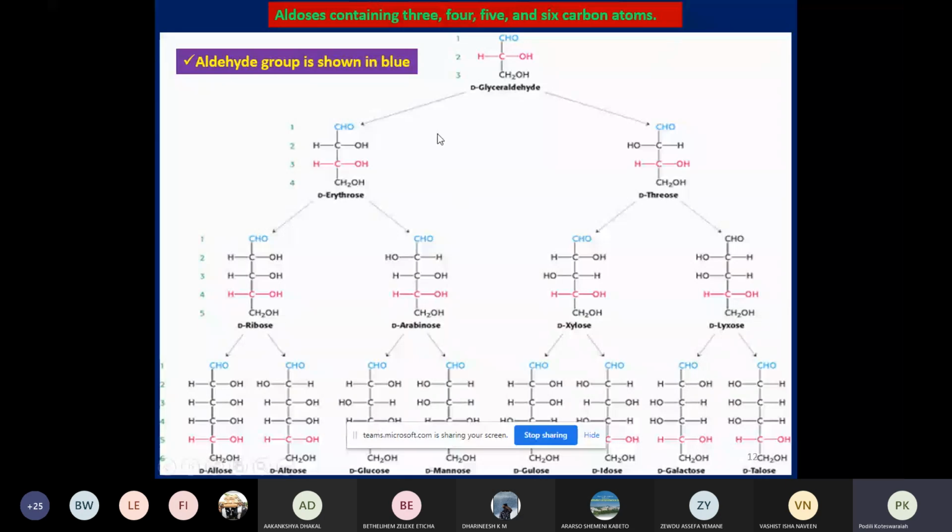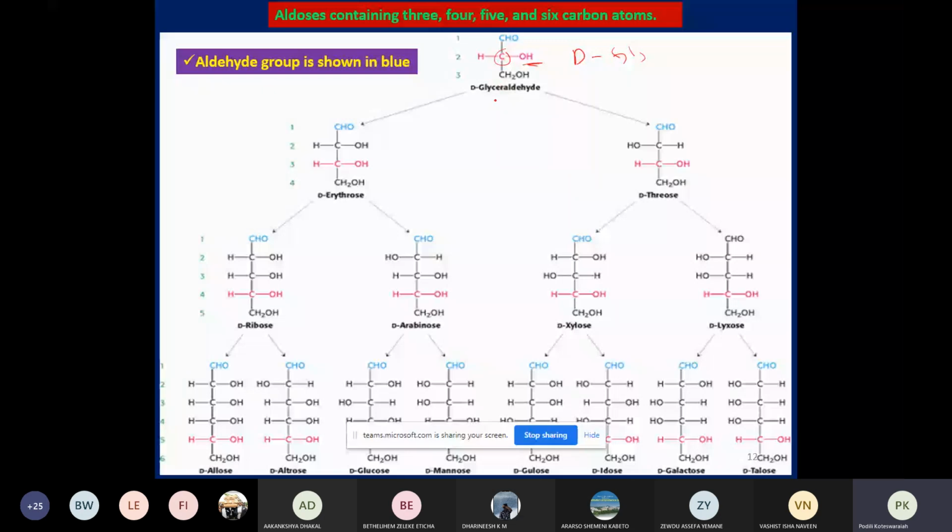You can see here the simplest triose is glyceraldehyde. This is glyceraldehyde, and we know that it has one chiral carbon and one hydroxyl group on the right side. If the hydroxyl group is on the right side, then it is known as D-glyceraldehyde. If the hydroxyl group is on the left side, then it is known as L-glyceraldehyde.